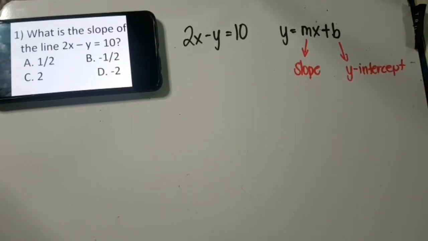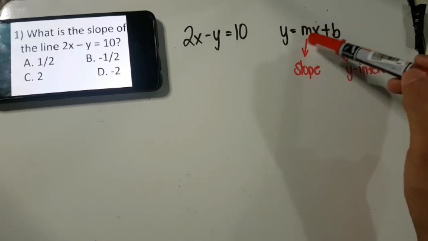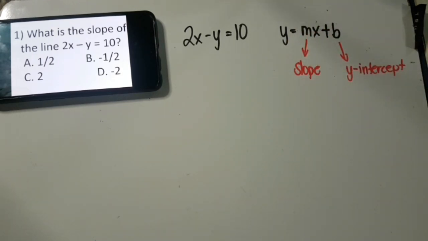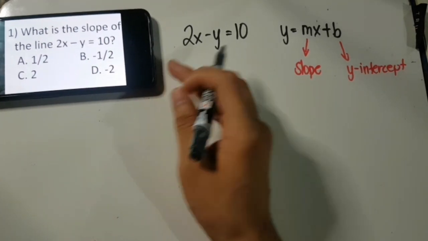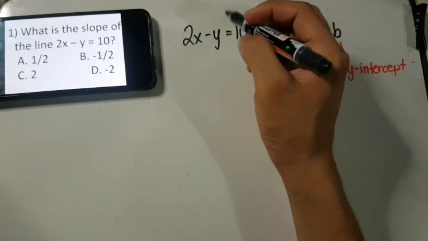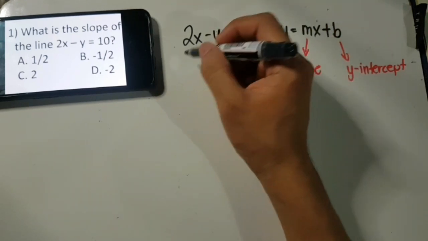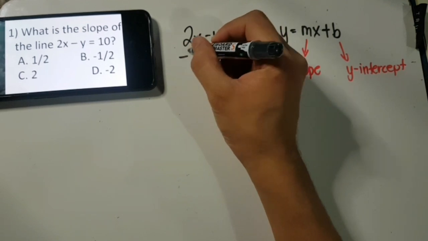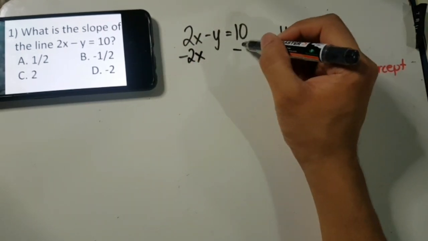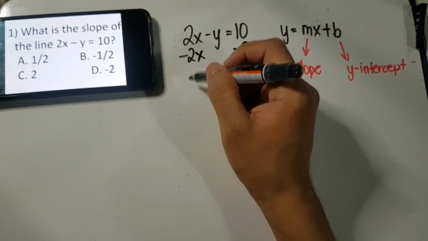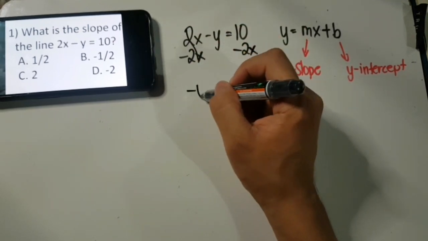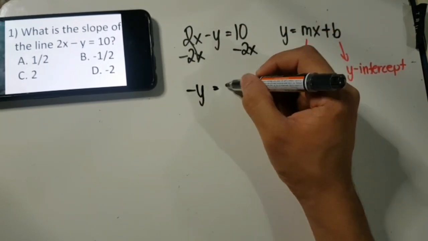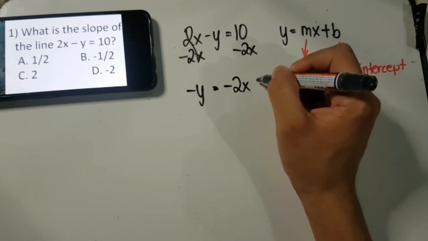So, ano bang tinatanong ng question? Si slope. So, ito pong hahanapin natin yung value ni m. So, first step para dito is to isolate y on the other side or one side. So, paano po yun? Kailangan mawala si 2x. So, we can subtract it both sides. So, cancel. So, negative y is equal to negative 2x plus 10.